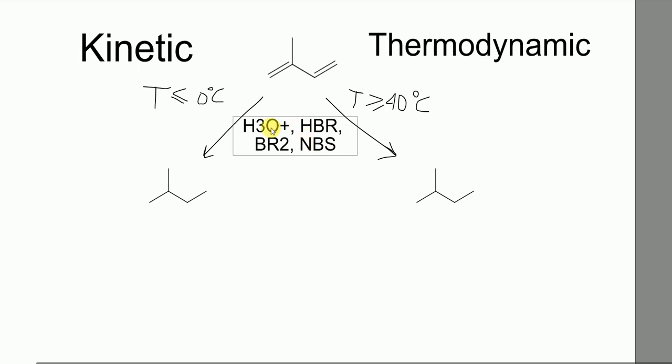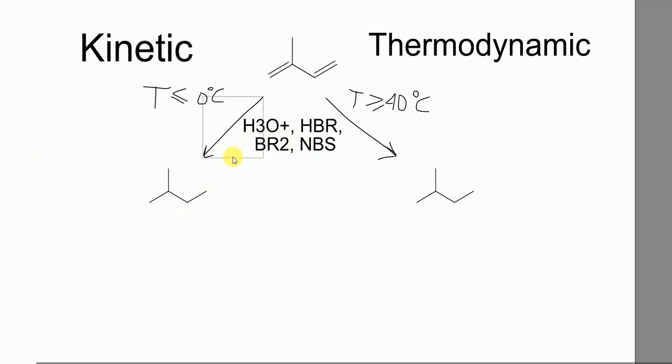So there's just a couple of things that you'll see, and basically things that you've seen before that react with double bonds. We have a dihalide. We have an acid. We have NBS. We have H3O+. So these are the most common ones that you'll see.